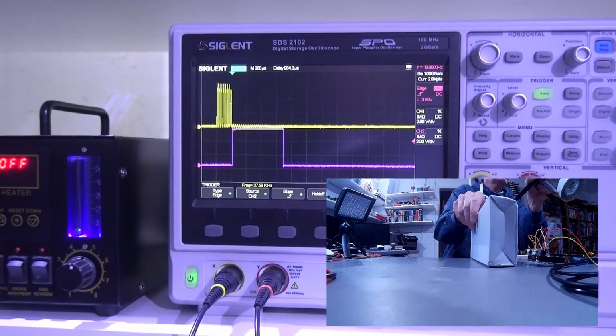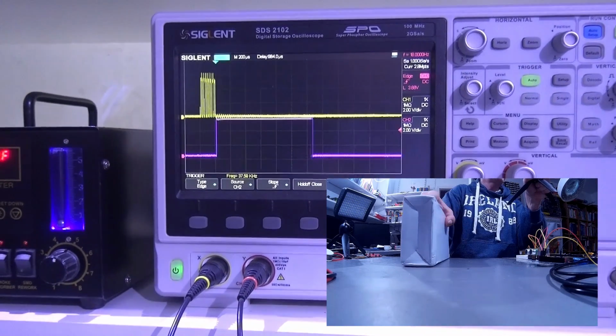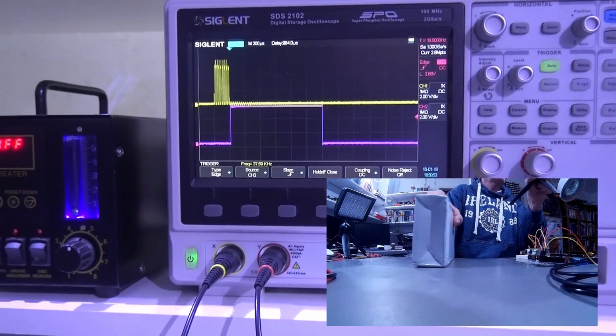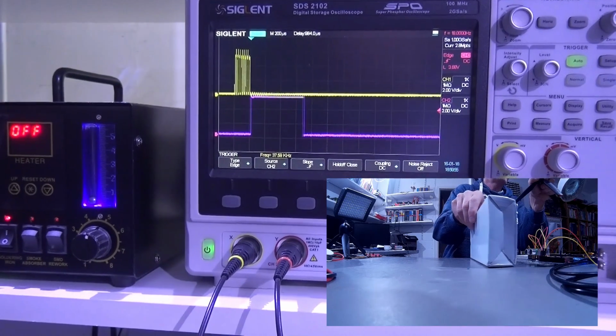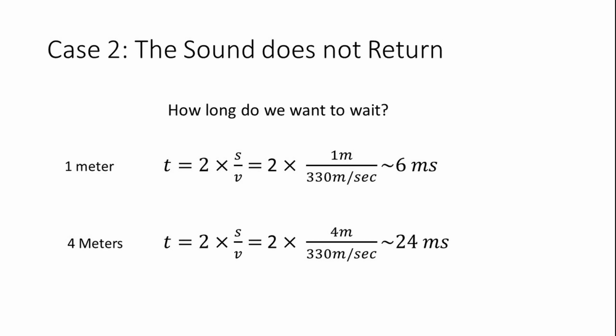You can also see that the time measured varies with distance. And what happens in case 2? We wait for an echo and it never shows up. So we have to decide how long we want to wait until we give up. This determines also our maximum measuring range.